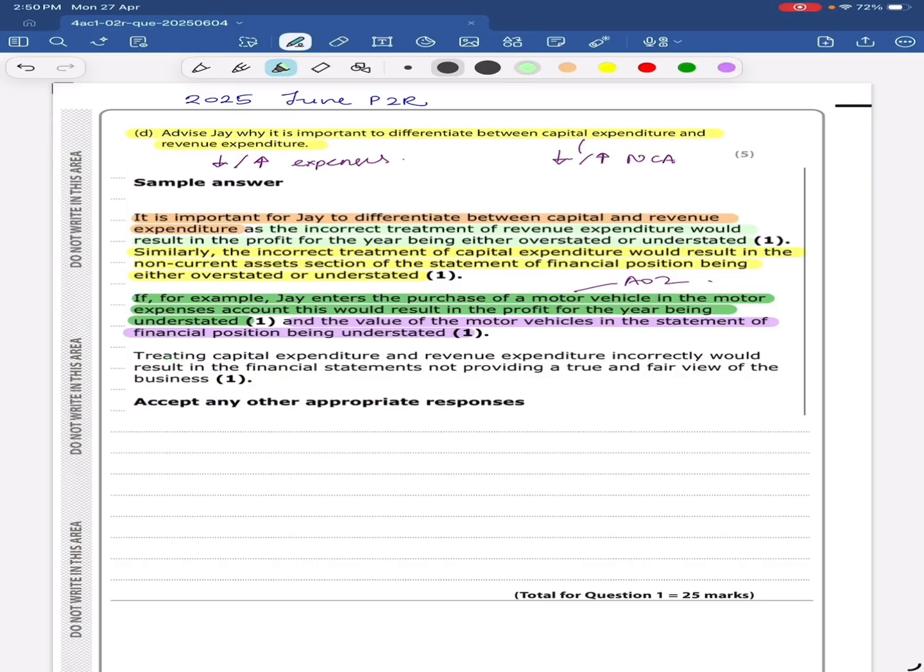Therefore, it is important. Treating capital expenditure and revenue expenditure incorrectly would result in the financial statements not providing a true and fair view of the business. What are the financial statements? One is the income statement and the other one is the statement of financial position.